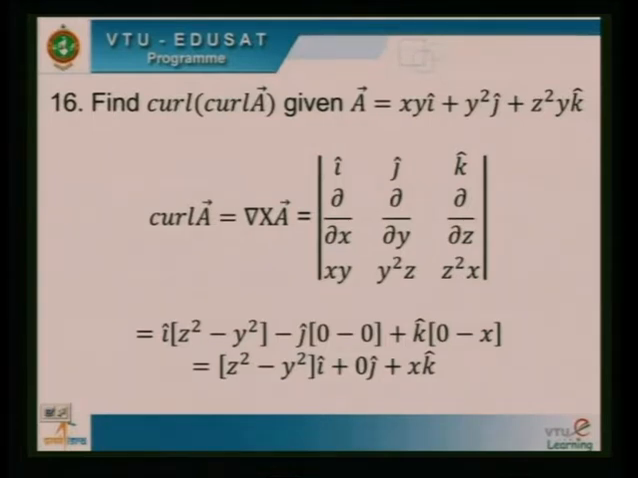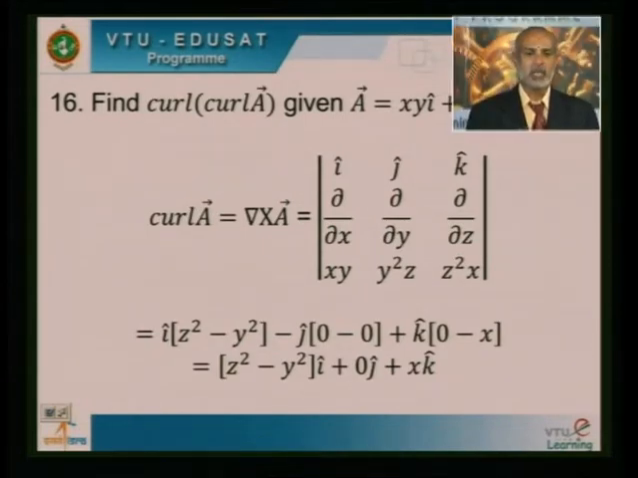Now differentiating partially, you can expand the determinant. For i, leave the first row and first column: dou by dou y of z square x is 0, minus dou by dou z of y squared is minus y squared. Then minus j vector: differentiating partially with respect to x gives 0, and with respect to z gives 0. Plus k vector: leave the first row and third column, dou by dou x of y squared z is 0, dou by dou y of xy is minus x. So we get z square minus y square i cap plus 0 j cap plus x k cap.